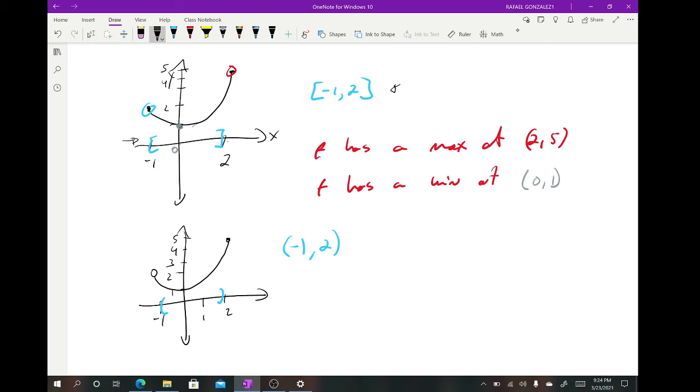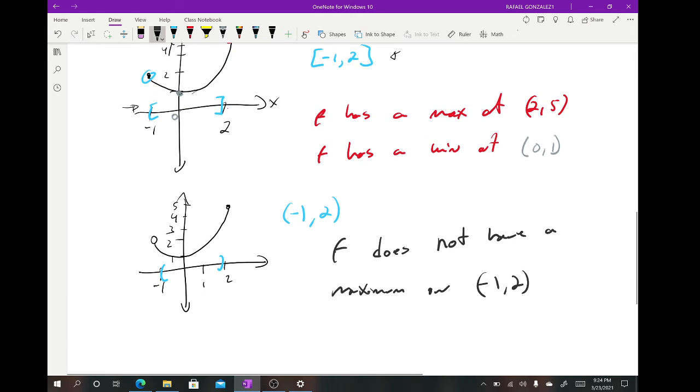Well, if we do not include the endpoints, then f does not have a maximum nor minimum. Well, no, it does have a minimum. It doesn't have a maximum on (-1, 2).